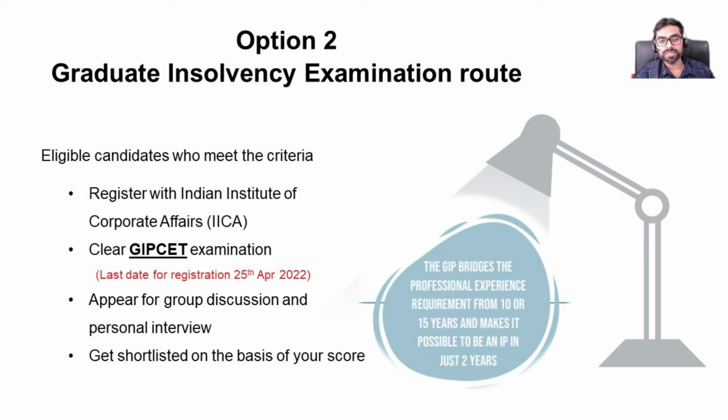This GIP CET examination is conducted every year. So 25th April is the last date for the registration, and you have to clear this examination, and thereafter you would have group discussion and personal interview, and based on your consolidated score you will get shortlisted.